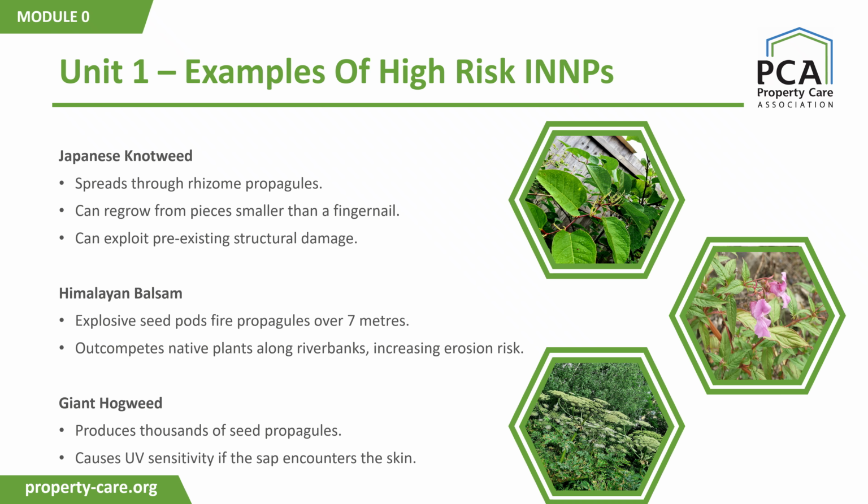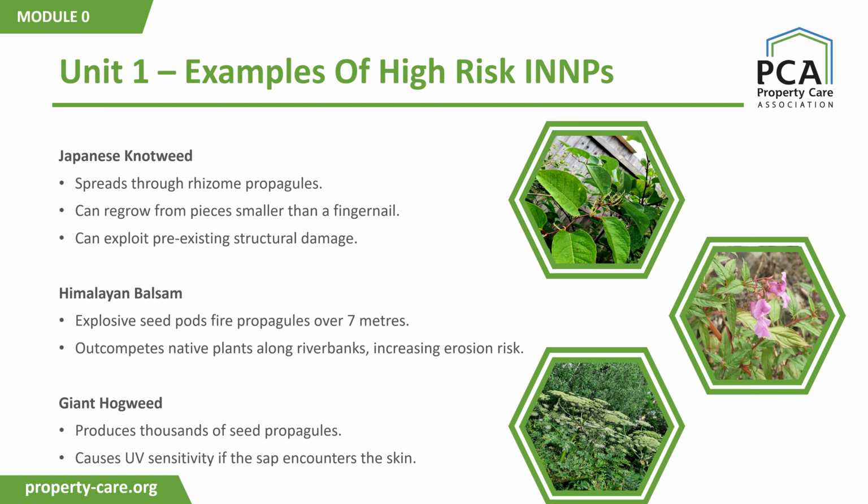Now let's look at three of the most recognized invasive plants in the UK, and how their propagules drive their spread. Japanese knotweed spreads almost entirely through rhizome propagules. These underground stems store energy and can produce new plants from tiny fragments as small as a fingernail, making complete removal extremely difficult. Himalayan balsam uses explosive seed pods to launch propagules over 7 meters.